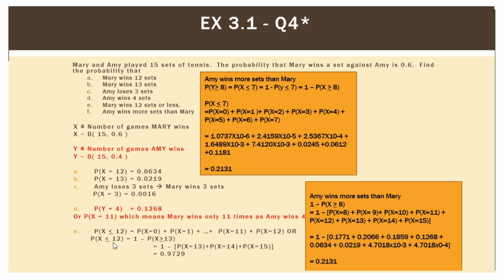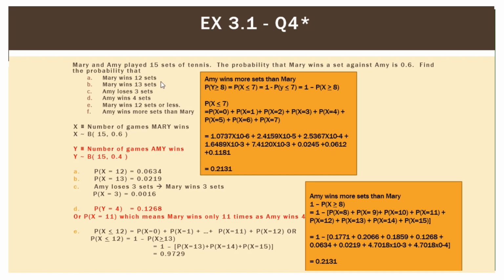But basically, if I'm saying wins 12 sets or less, meaning I want from 0 to 12, are you going to do 0 to 12 one by one? Doesn't make sense, right? So you know the total is 15, isn't it? And total probability is 1. So 1 minus 13, 14, 15 will give you 0 to 12. Is that clear?